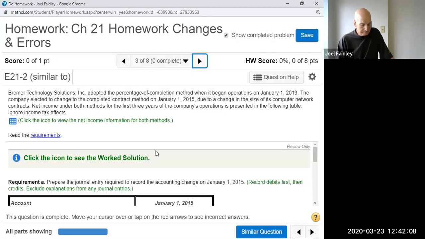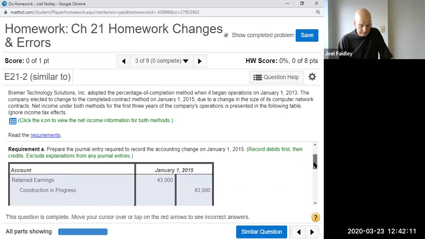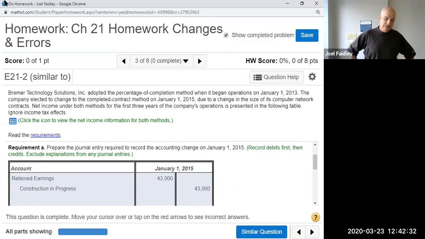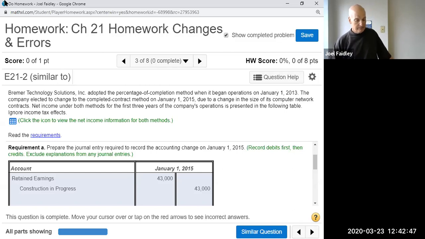Number 3, this is a revenue question. I had several handouts for revenue recognition, but we won't be able to do those in this environment. Here we have Bremer adopted the percentage of completion method when it began operations. The company elected to change to the completed contract method on January 1, 2015. So we've got 2 years under the percentage of completion. And due to a change in size computer network contracts, net income under both methods for the first 2 years is presented in the following table.